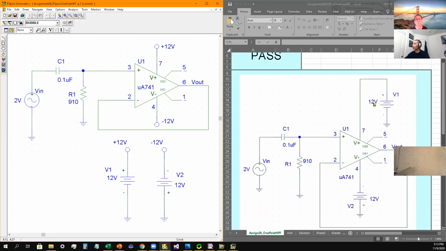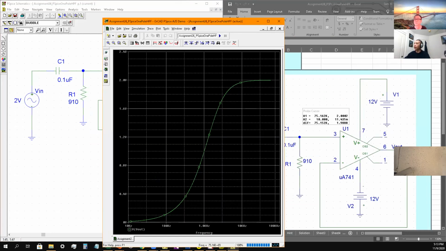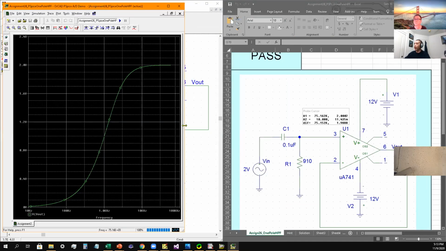So that's positive 12 right there, everything negative 12, negative 12. That's 910 ohms, 0.1, 2 volt input. And then when you run it, this would be your schematic, the output of your high pass filter.